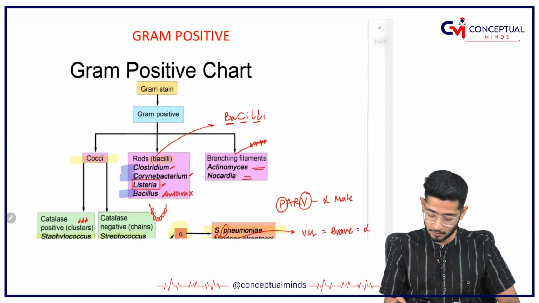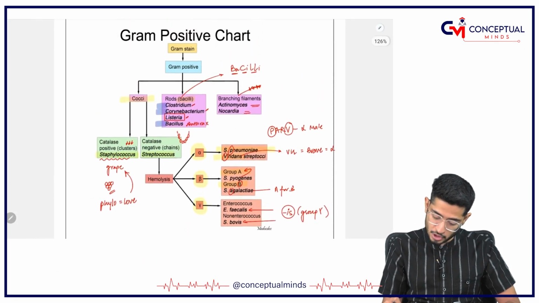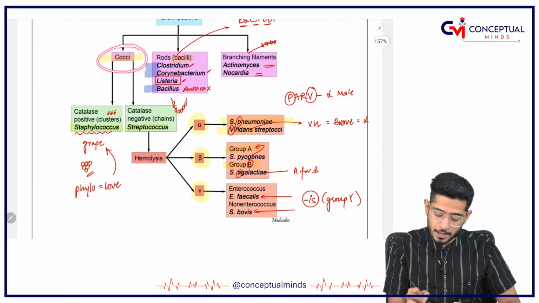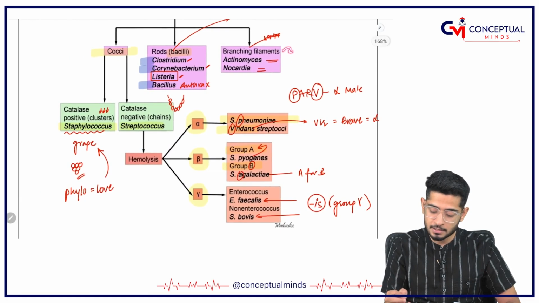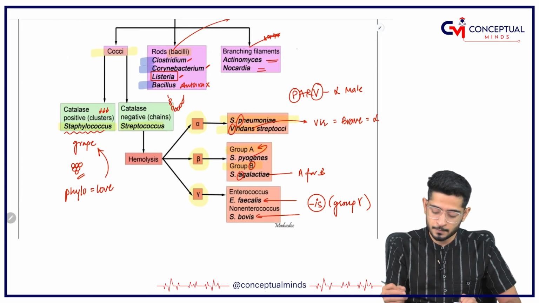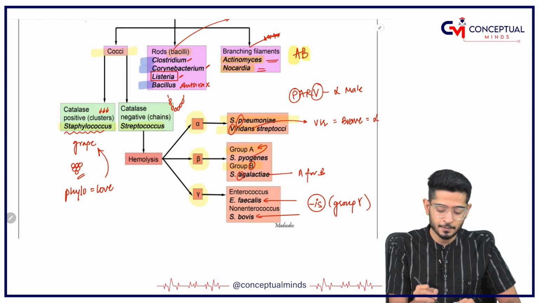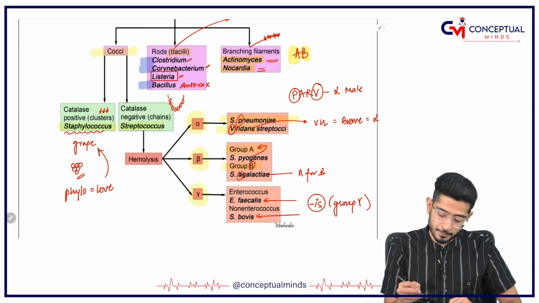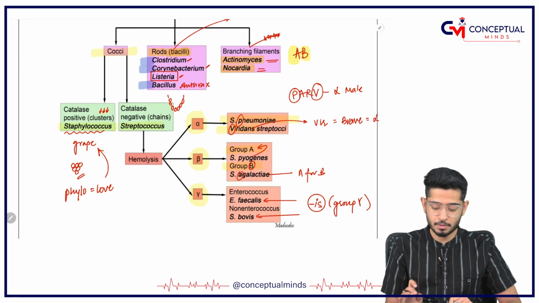Coming on to the last chart, this chart is for gram-positive. Remember again, you have cocci, bacilli and some branching organisms. Branching is very easy to remember: A and B coming together. B for branching, A for Actinomyces and NO is Nocardia. Okay, clear?